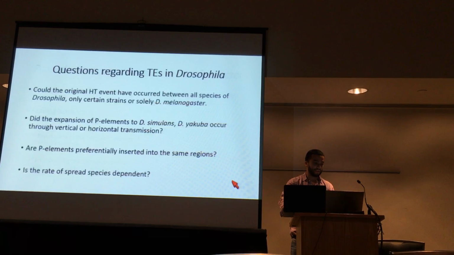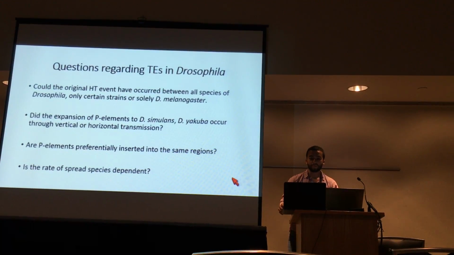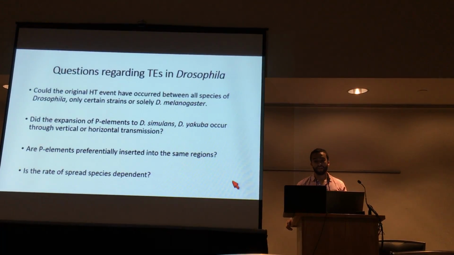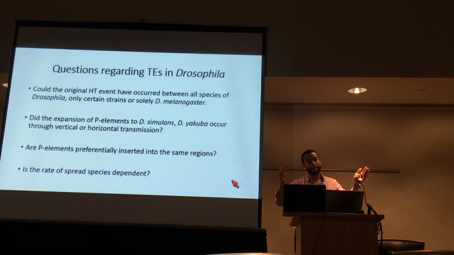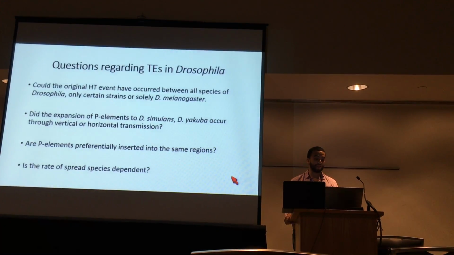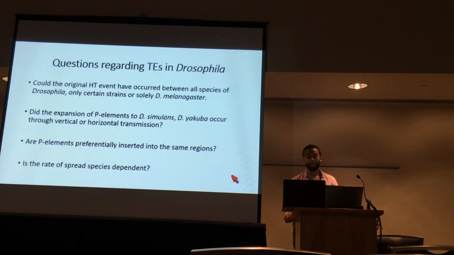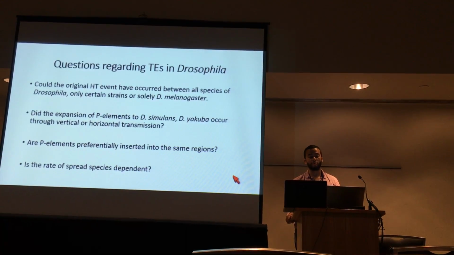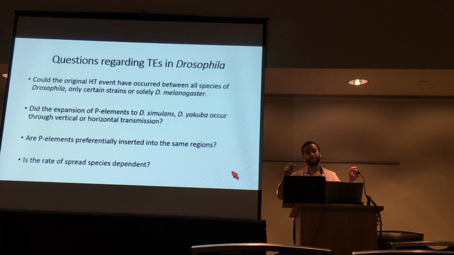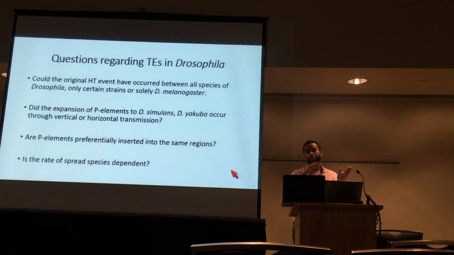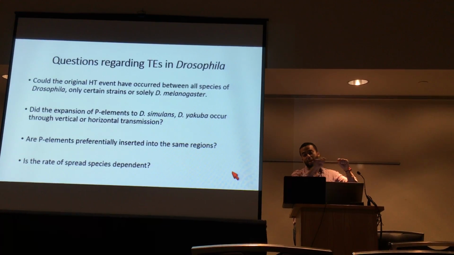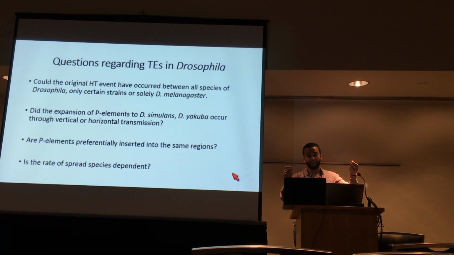So what I want to ask ultimately is, are all flies within each species susceptible? We see some pretty big gaps in the phylogeny where no P elements have occurred. Did the expansion of P elements into simulans and yakuba occur through vertical or horizontal transmission? I sequenced the yakuba exons and found that the same one nucleotide that was different between Willistoni and melanogaster, the melanogaster sequence overlapped exactly with the yakuba line.